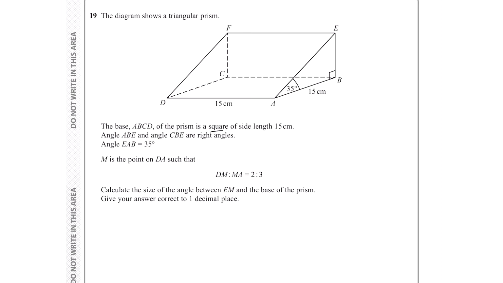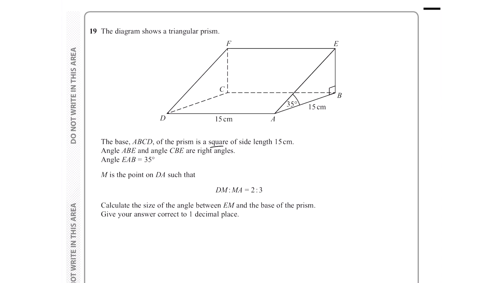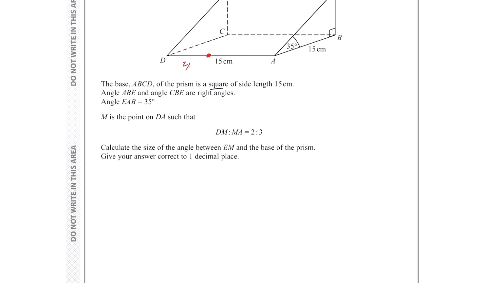M is a midpoint on DA such that, so we can draw that on. So DA is this line here. It's a midpoint, so it's going to be somewhere here. It's not a midpoint. M is a point such that DM to MA is 2 to 3. So it's going to be somewhere there, because it's saying this is 2 lots and this is 3 lots. So the point is going to be somewhere. If I draw that on, somewhere there. It's not necessarily in the middle. And then this side is going to be 2/5, because it adds up to 5. These two add up to 5. And this is going to be 3/5.